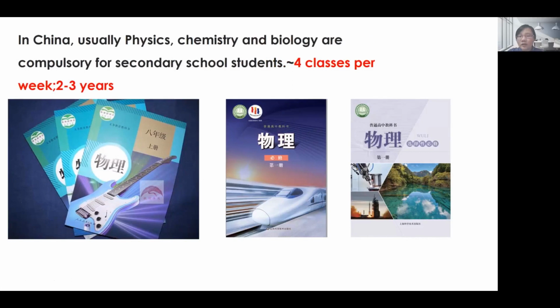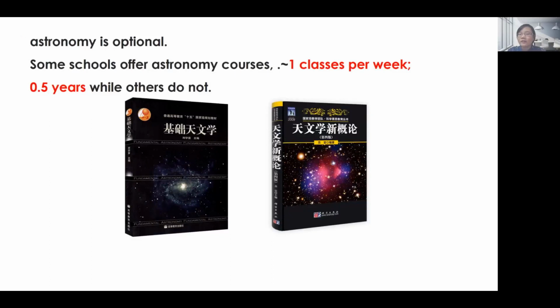In China, usually physics, chemistry, and biology are compulsory for secondary school students. Take physics, for example. Students usually have a full physics class every week for 2 or 3 years, while astronomy is optional for them. Just some secondary schools offer astronomy classes, about one astronomy class each week for half of 1 year for students.